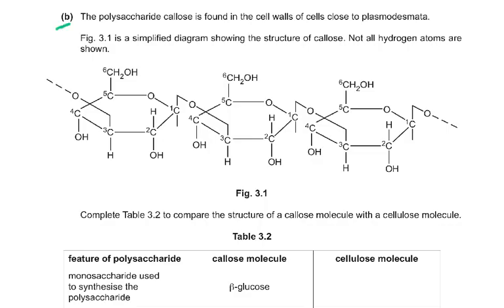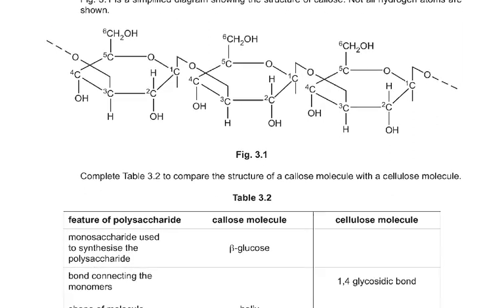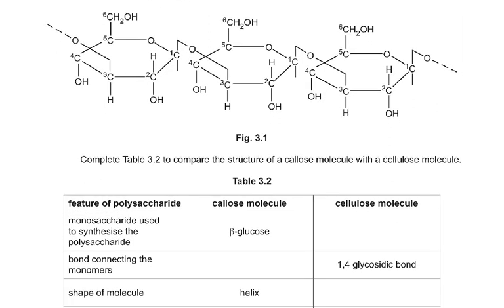B part says the polysaccharide callose is found in the cell walls of cells close to plasmodesmata. Figure 3.1 is a simplified diagram that shows the structure of callose. Not all hydrogen atoms are shown. Compare. Now this is a new thing that comes and then you get very confused. This is very typical of you. Compare the structure of a callose molecule, which is given here, with a cellulose molecule.